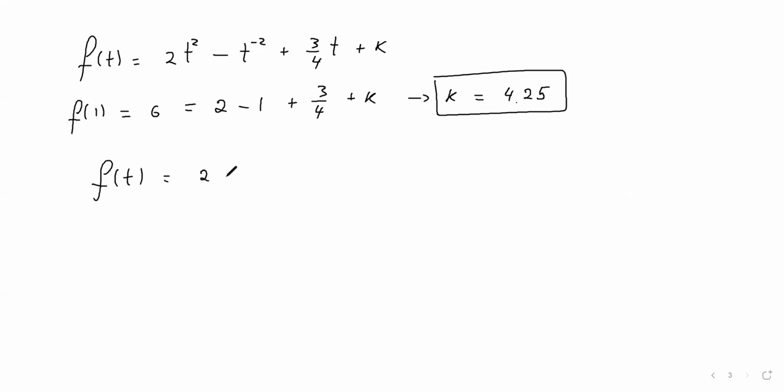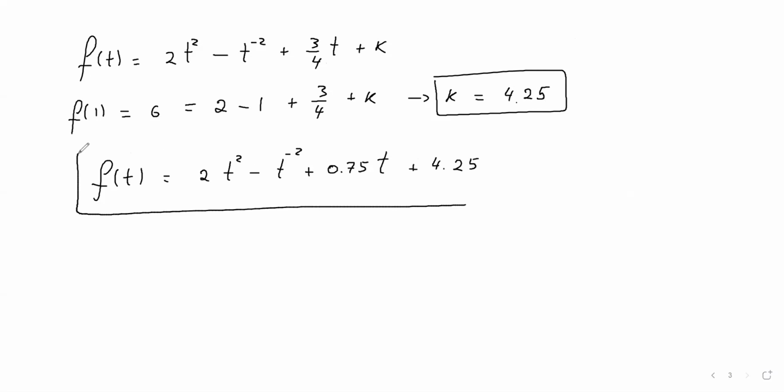So f of t, I can say, is 2t squared minus t to the negative 2. Now, for uniformity, I'm going to make 3/4 0.75t plus 4.25. So this is pretty much what you will do in physics, folks. At least that's going to be one of the exercises that you will do in physics. So you will try to recover the trajectory of a rock or a baseball or something like that based on the initial data, the initial position, initial velocity, and gravity.